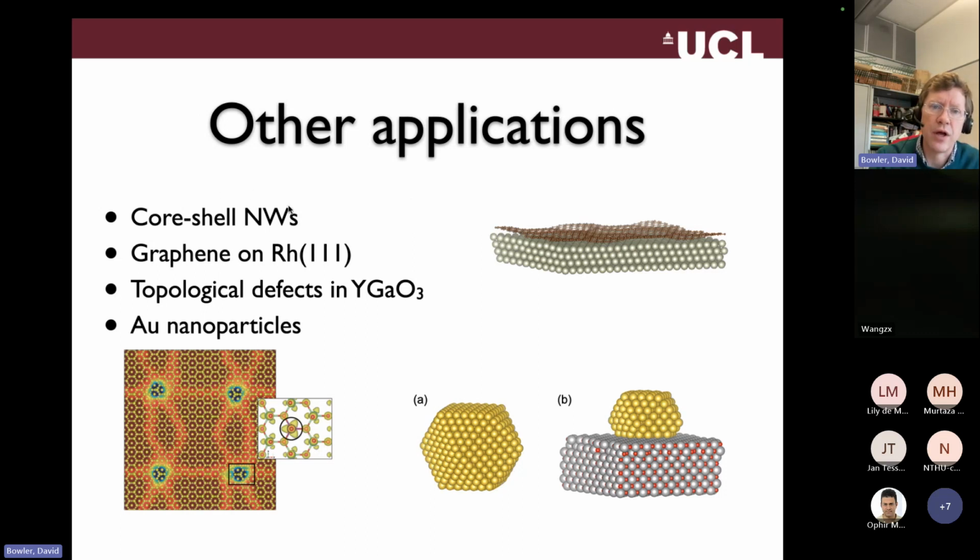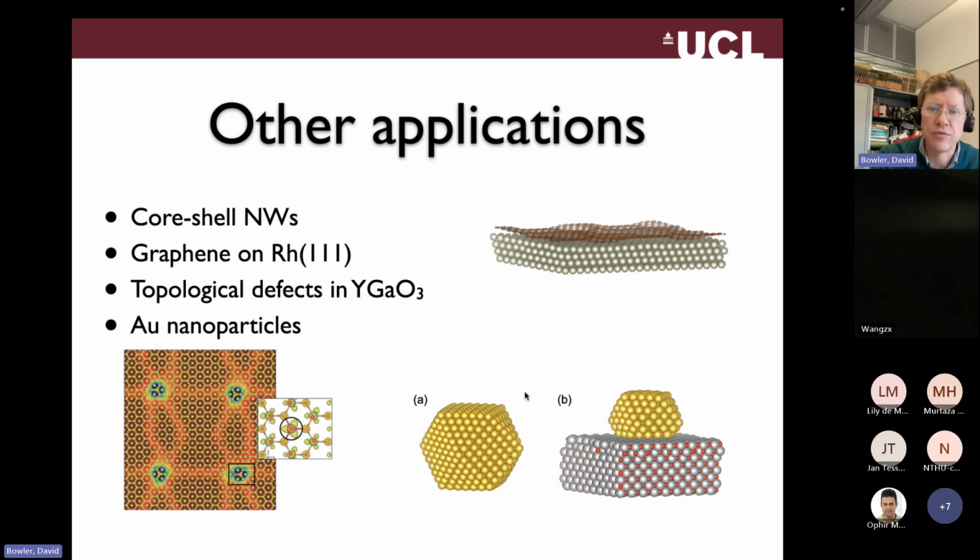So we've looked at nanowires, what are called core shell nanowires. So you have a core of silicon and then a shell of germanium. These are of potential interest as the channels of future transistors. On the right here, we have a sheet of graphene on top of a rhodium substrate. This down here on the bottom left is another complex oxide, yttrium gallium oxide, where we're looking at little topological defects. So again, we're looking at the polarization in the surface and the electronic states.